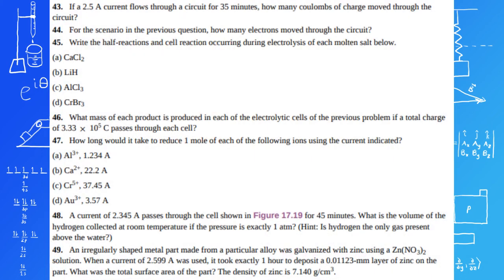We've got, what does problem 43 say? If a 2.5 ampere current flows through a circuit for 35 minutes, how many coulombs of charge moved through the circuit? Okay, that's not a full-on problem. That's just calculating charge. So we'll pass. 44, for the scenario in the previous question, how many electrons moved through the circuit? Again, that's part of a bigger question. We'll pass.